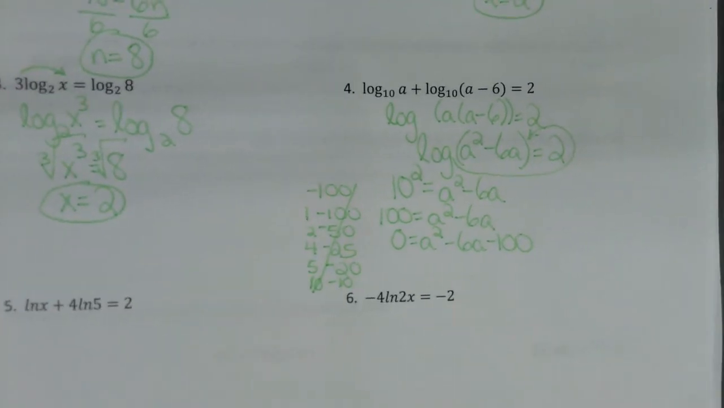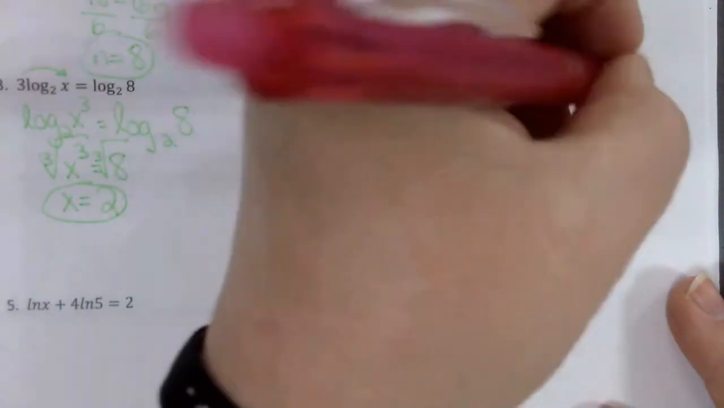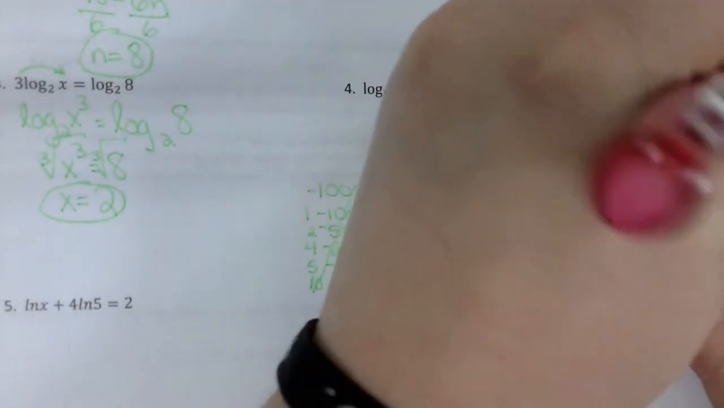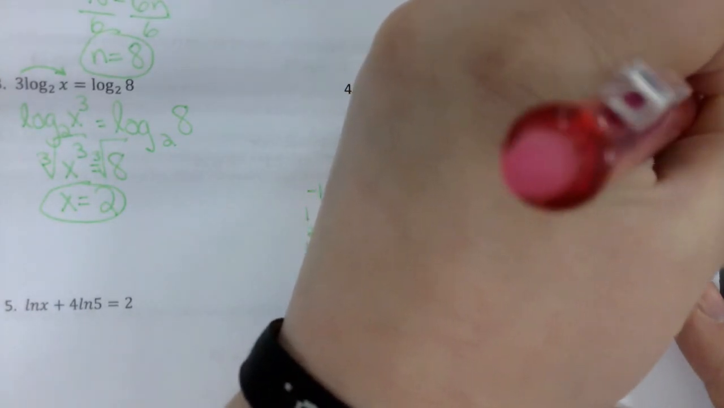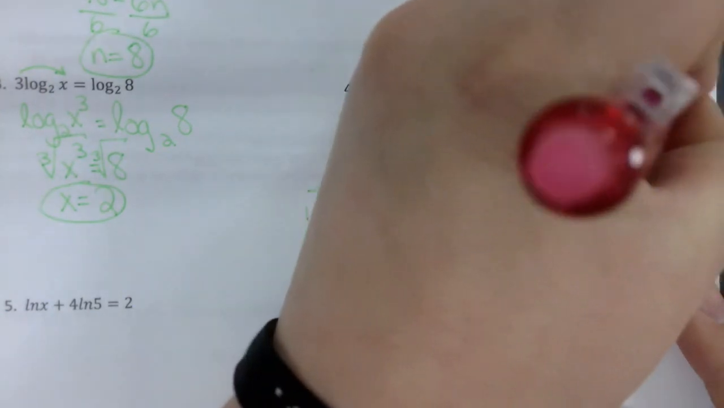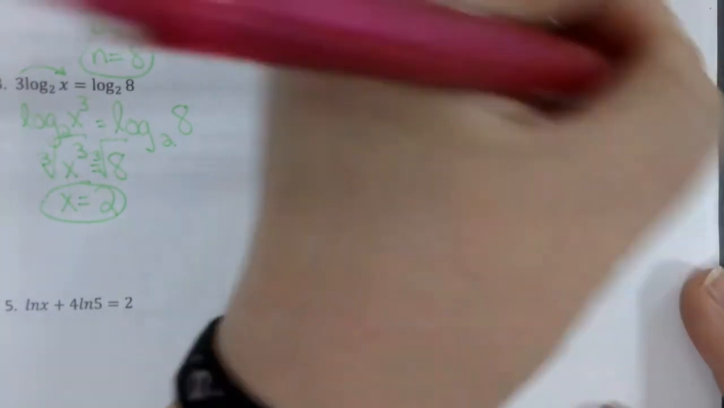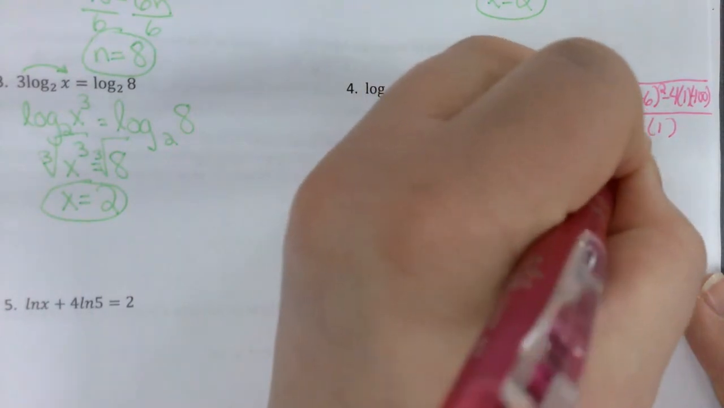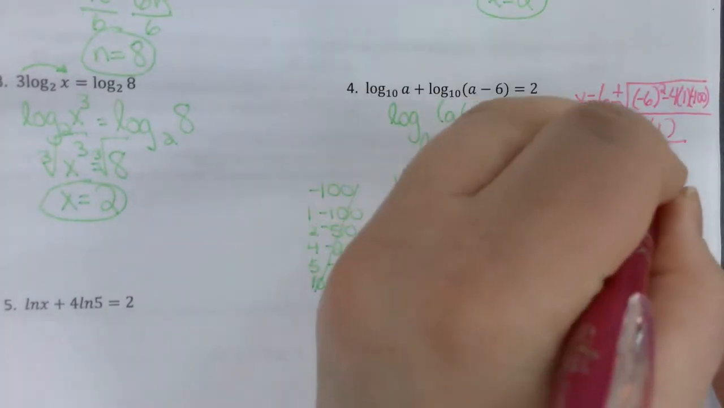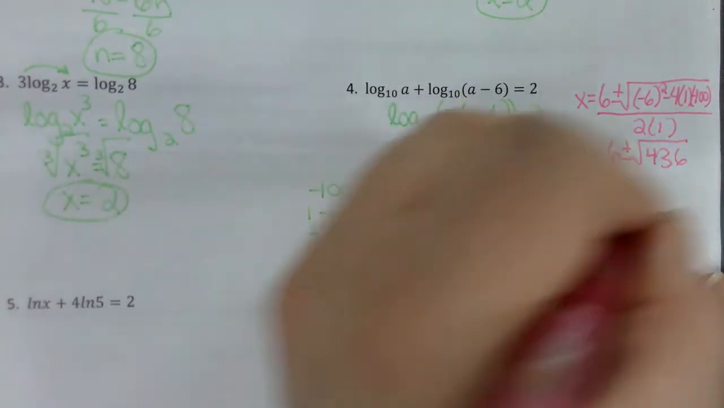So we'll have x equals -b plus or minus the square root of b squared minus 4ac all over 2a. There's our quadratic formula. I need to take and find the discriminant. That means I'm plugging into my calculator -6 squared minus 4 times 1 times -100. And I get that x equals 6 plus or minus the square root of 436 all over 2.